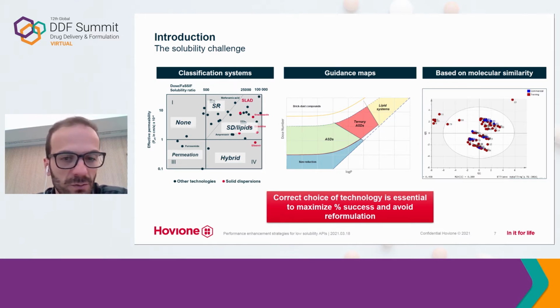Guidance maps, as the one we use at Ovion shown here in the middle, correlate required efficacy, shown by the required exposure, shown by the dose number, correlated with log P. This can be a useful tool to differentiate between lipids and solid dispersions. Finally, given the number of clinical and commercial programs using enabling platforms, statistical models can now be started to build and using different molecular descriptors to compare a new chemical entity with drugs that have been successfully formulated into either lipids or solid dispersions successfully in either clinic or commercial.